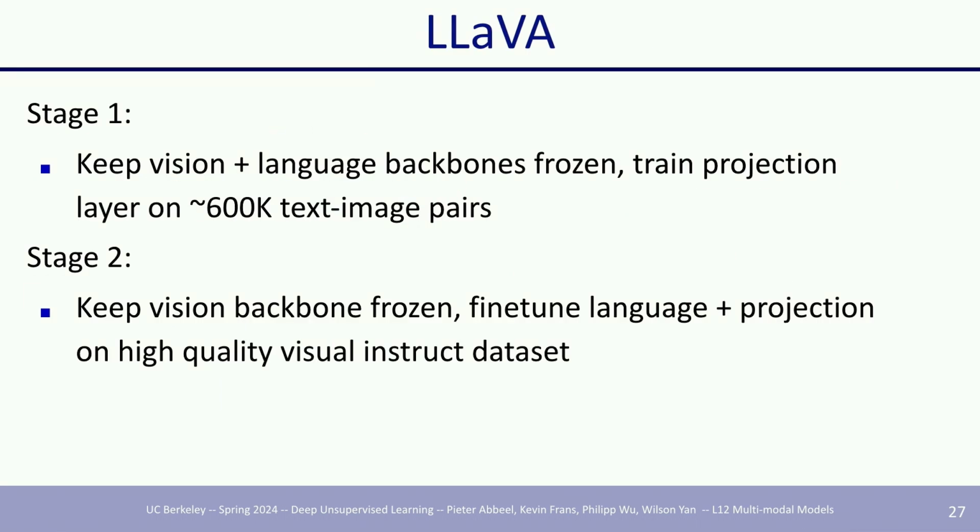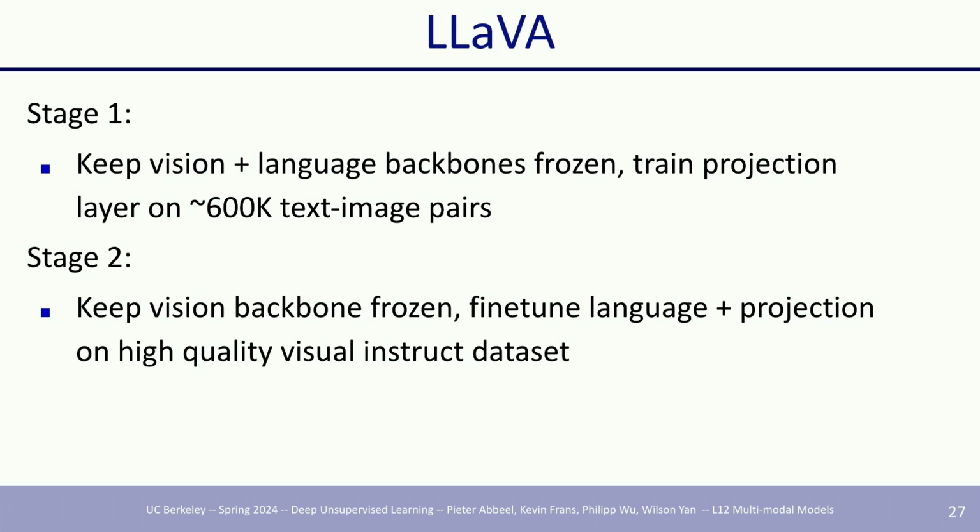The actual training scheme for LLaVA was a little more complicated than MiniGPT-4. They broke it into 2 stages. In the first stage, you train on a slightly larger set of 600K text-image pairs, and you freeze the vision and language backbones and only train the projection layer. That's what MiniGPT-4 does.